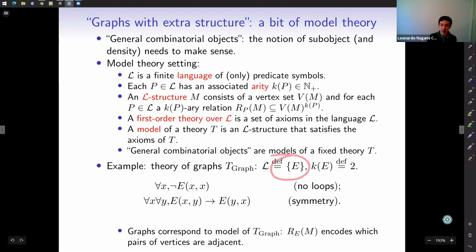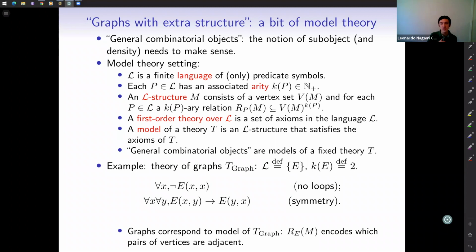A predicate is just going to be an element of this language. So this language has a single predicate, an element called E, and it's going to be a binary predicate. When you're talking about E encoding adjacency, you say how many vertices are involved, and it's 2, so it's a binary relation. So K of E is 2.